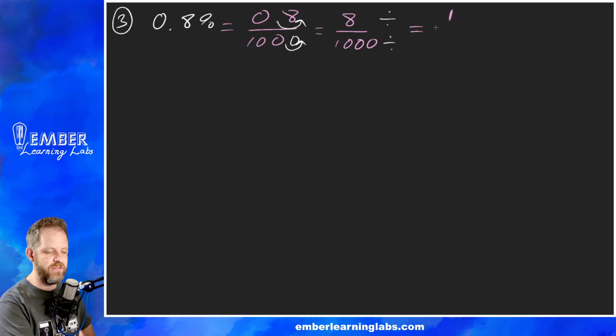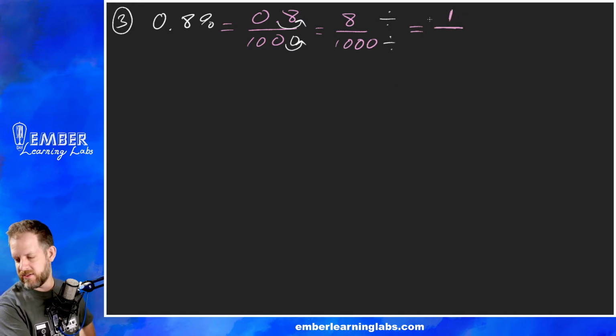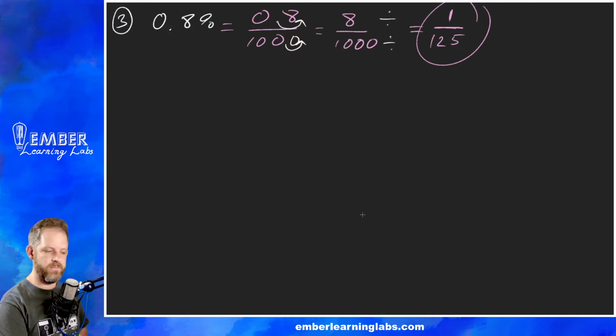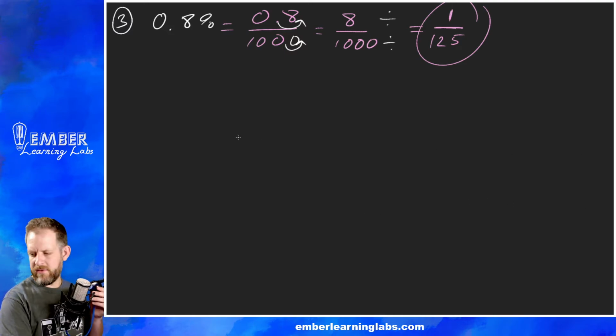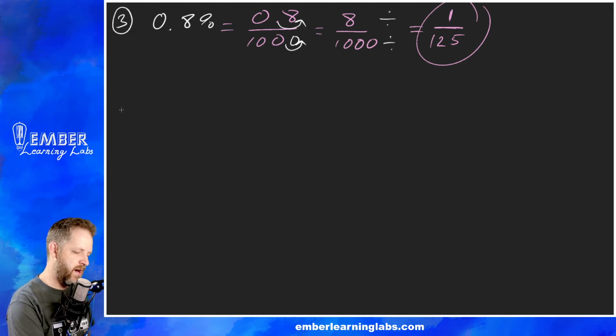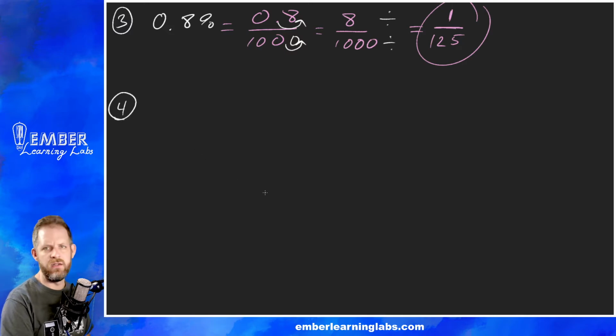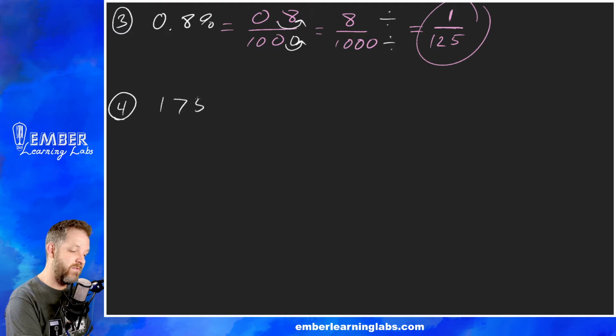And 1,000 divided by 8 is 125. Blapo. All right, let's do another one. How about one like this? I can't do example 3 twice. What is this world coming to? How about 175%?